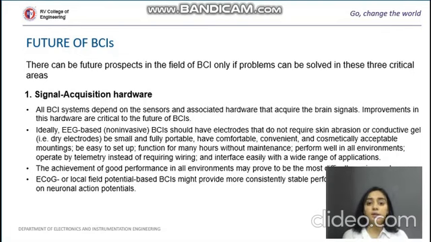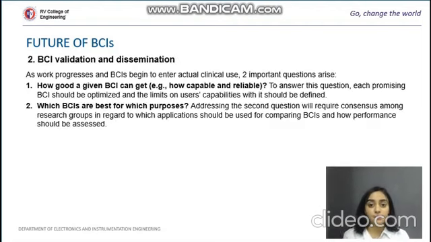So if you're talking about the EEG based BCIs, then the electrodes that are being placed should be dry electrodes. They must be small and portable, and also must have cosmetically acceptable mountings. They must also perform well in all kinds of environments, and this might be a little difficult at this stage. If you're talking about the ECoG based BCIs, they still have to undergo a lot of research to come up with an array which is safe and minimally invasive.